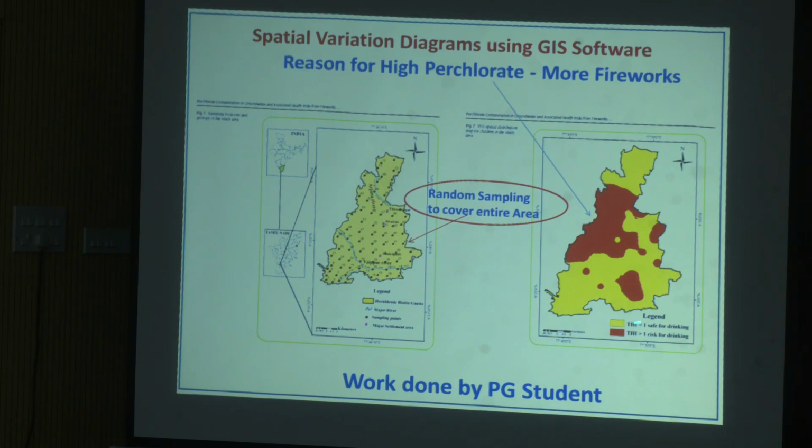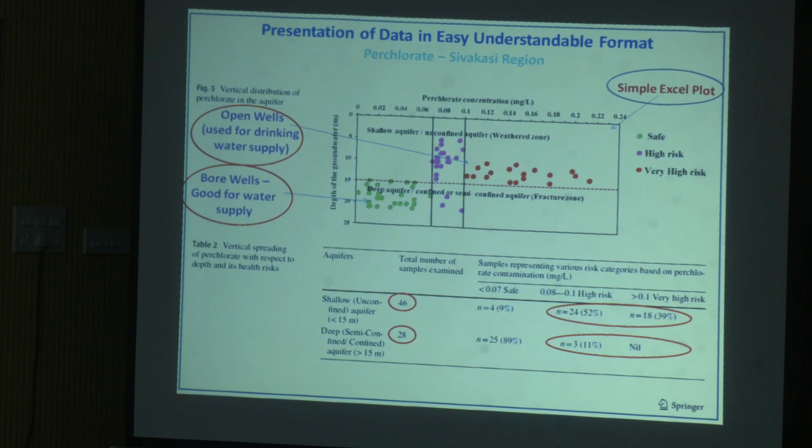Now you see, if you look at this output, right? Here in this area you have a red color patch. We have computed this hazard index, the total hazard index, and expressed it in the form of a spatial diagram. Here you can see this red patch because in this area more firework activity is going on. That is why this area is highly polluted. By seeing these kinds of graphs, anyone can very easily understand your output.